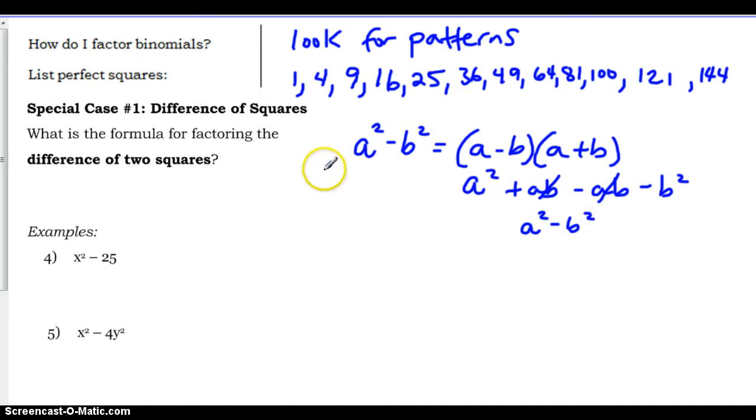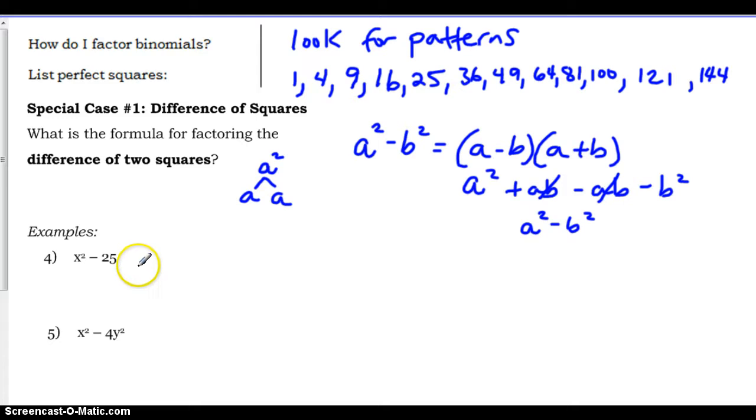You can use this formula anytime that you have two perfect squares, one being subtracted from the other. And remember, for variables, a perfect square is that number times itself, or that variable times itself. So a squared is a times a. That's why a squared is a perfect square.